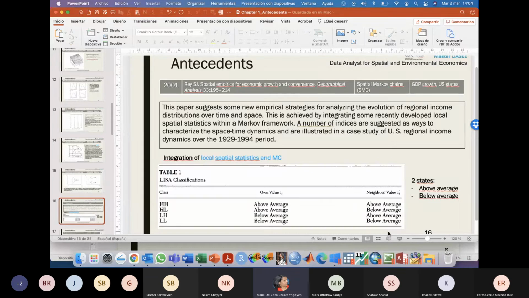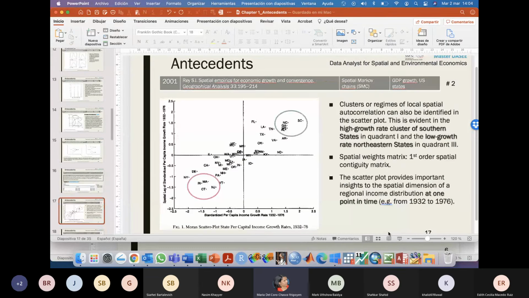And so Rey also employed the Moran scatter plot. It is interesting to see how he does it. Additionally, of course, in this same paper, he will use the Markov chains and the spatial Markov chains analysis. In this case, as you can see, he depicted the situation of the states, of the regions in the United States, in a Moran scatter plot.